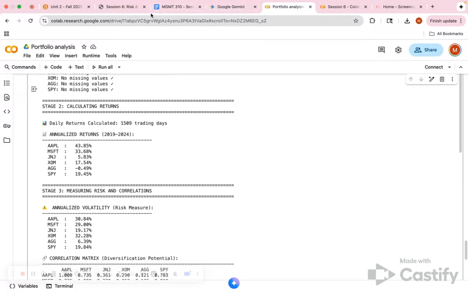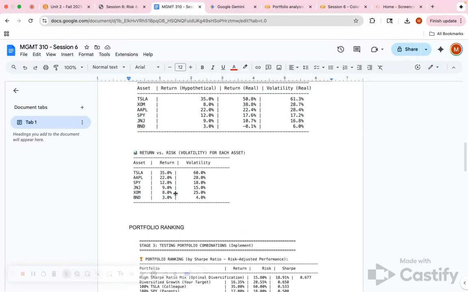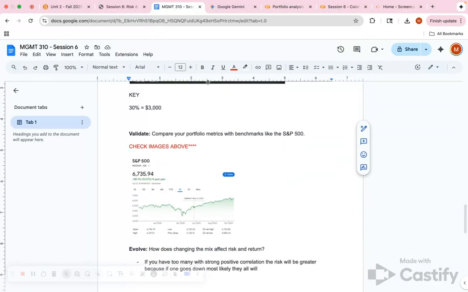So if we look at our data here, ExxonMobil has an 8% return in this hypothetical scenario. We're going to be getting a lower return on it, but the volatility could be higher or lower because we're getting rid of some Tesla that's 60% and replacing it with some ExxonMobil. So basically, it's just a relationship of getting the right Sharpe ratio.